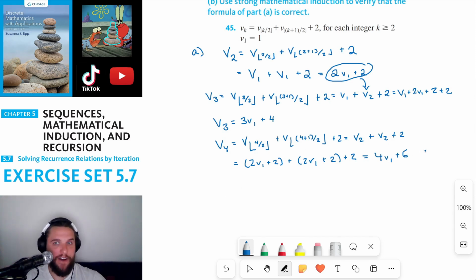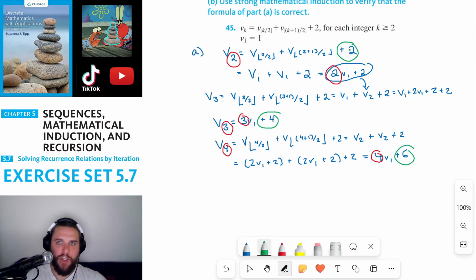Now I'm noticing a pattern. Whatever the value of the index variable is happens to be the coefficient in front of the v sub 1. So when the index value is 3, the coefficient in front of the v sub 1 is 3. If the index value is 4, the coefficient is 4. I'm also noticing that the constant is incrementing by 2. So this is 2 times 1, this is 2 times 2, and this is 2 times 3. It's going to be 2 times whatever the value of the index variable is minus 1. So my guess, and this is just a guess for now, is that v sub 5 is going to equal 5 times v sub 1 plus 8.